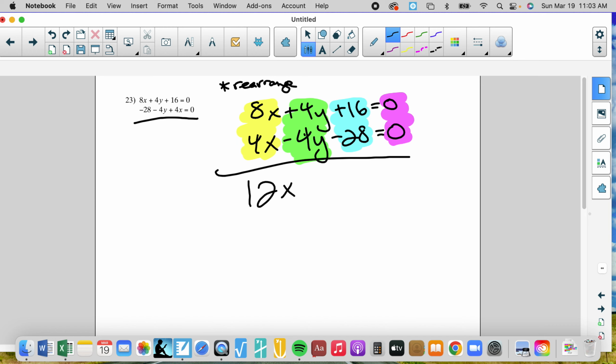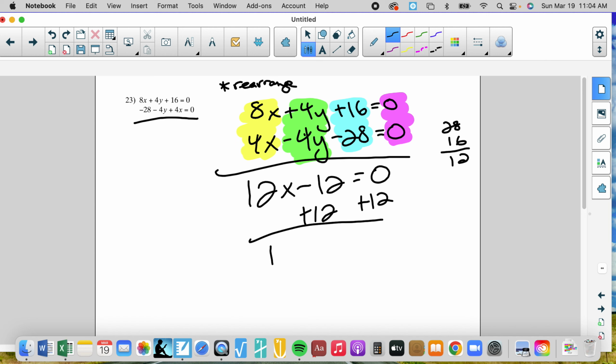Positive 4y, negative 4y gives me 0. 16 and negative 28. The signs are different, so we're going to take the difference. Gives me 12. I have more negatives. 0 and 0 gives me 0. This is a two-step equation. Let's add 12 to both sides. 12x equals 12. Divide by 12. X equals 1.